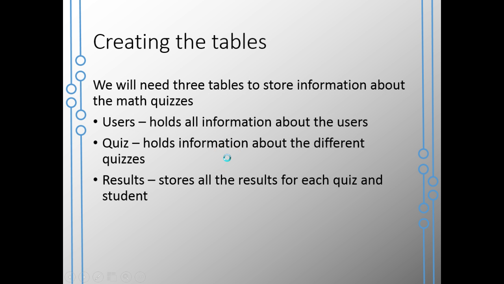What we need to do first is look at what data we need and create the tables. Now we need 3 tables to store the information. A user table, which holds all the information about the users. A quiz table, which holds information about the different quizzes. Now at the moment, these two aren't linked. We need a way of storing the results for the different students. So we add a results table that will store all their answers and their final score, as well as what quiz it was for and what student. So it's a way of collecting all the information together.